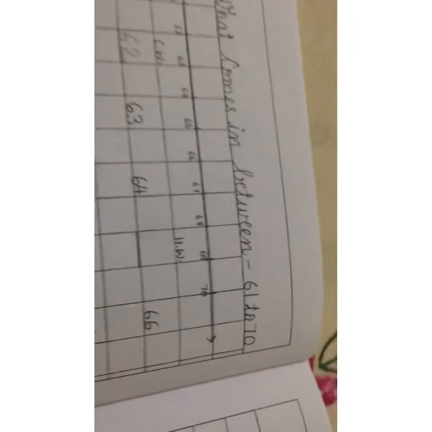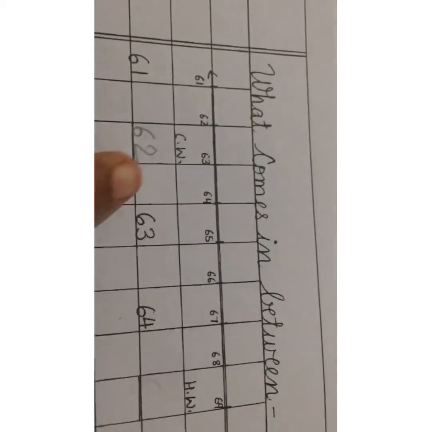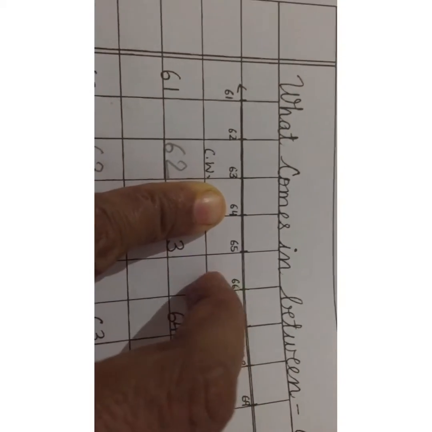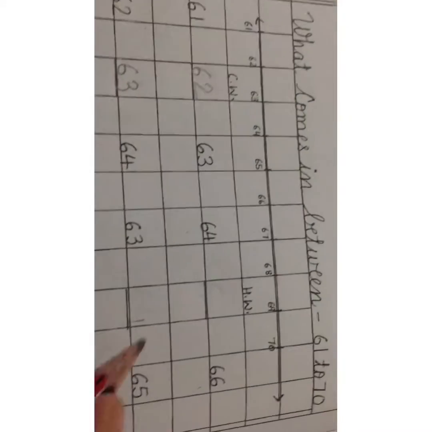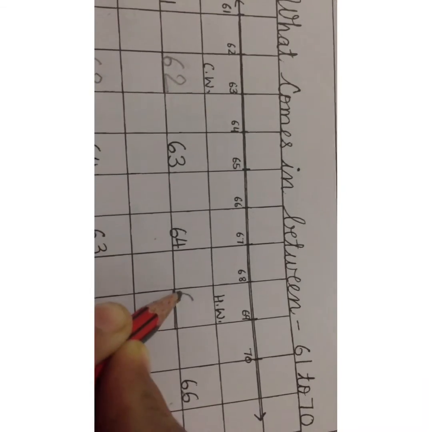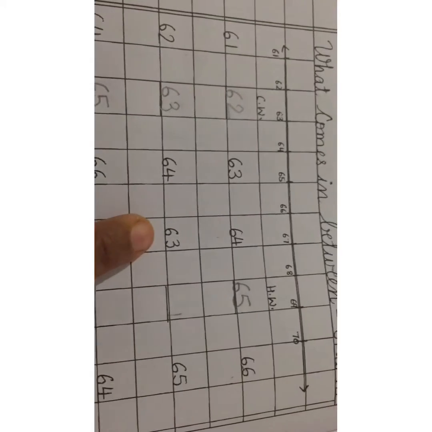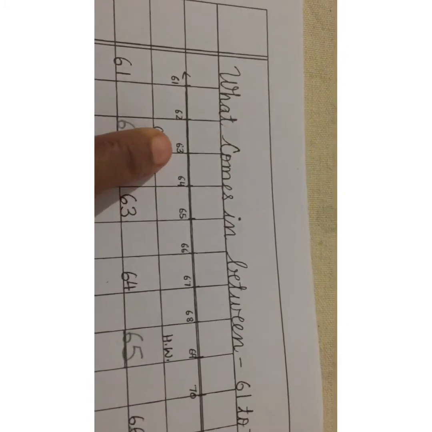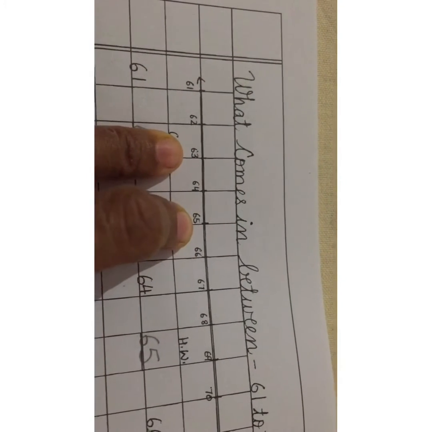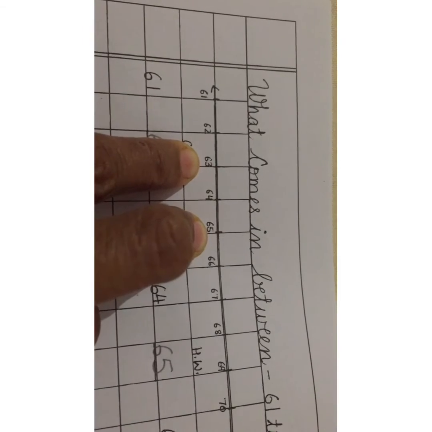65 here. Now this is 64 and this is 66. Look for 64, put your finger on 64 and the other finger on 66 and see which number falls in between. 65. We will write 65 here. We go to the next number, that is 63 and this is 65. Look for 63, put your finger on 63 and another finger on 65 and see which number comes in between.